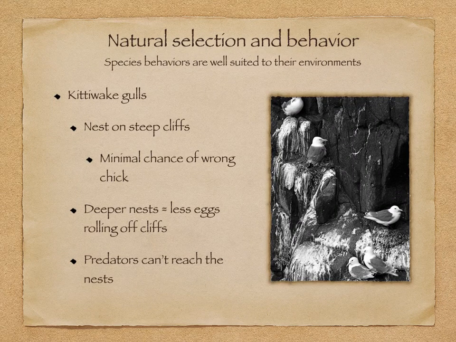Quick example of the effects of natural selection on different species. Two very closely related gulls are Kittiwake gulls and herring gulls. Kittiwake gulls nest on steep cliffs with very deep nests so that there's very little chance that eggs will roll off the cliffs. What that means is predators can't easily reach those nests, and there's very likely no chance that your chick is going to end up in someone else's nest.